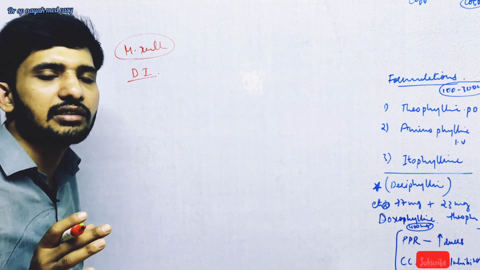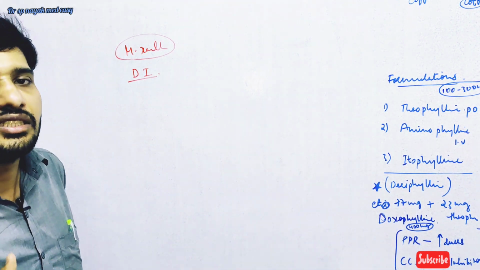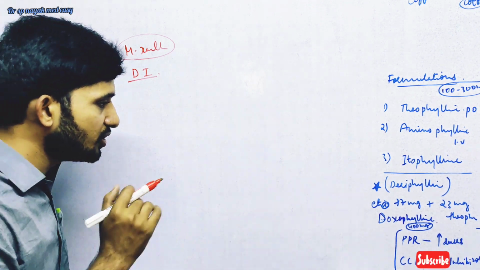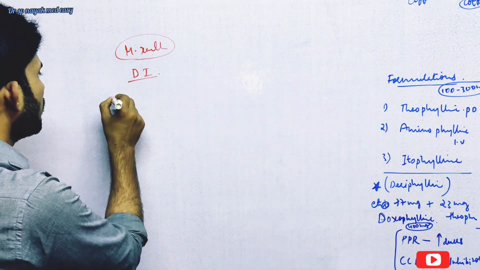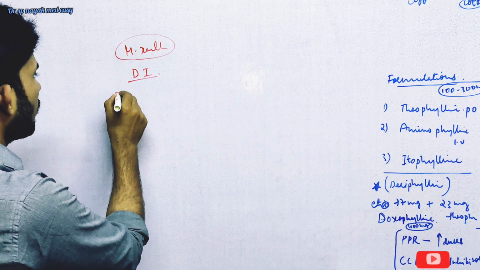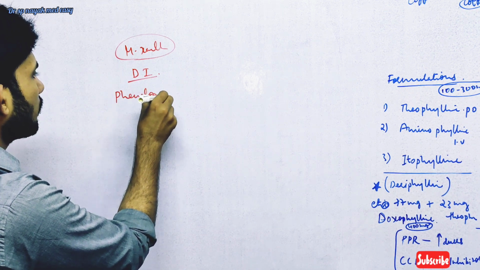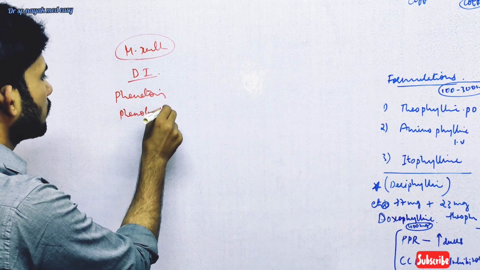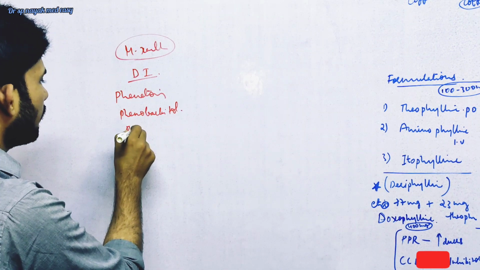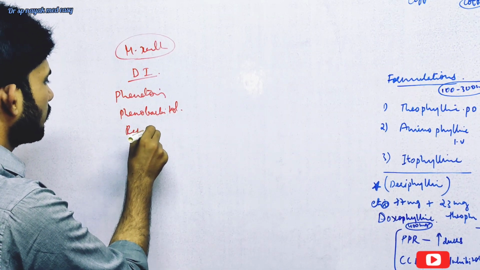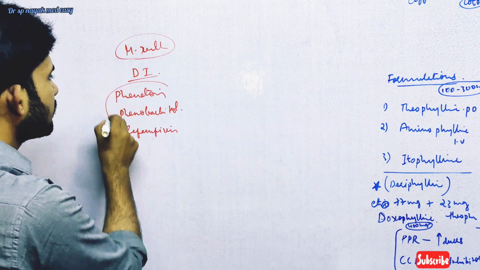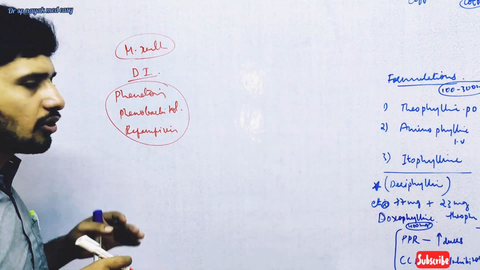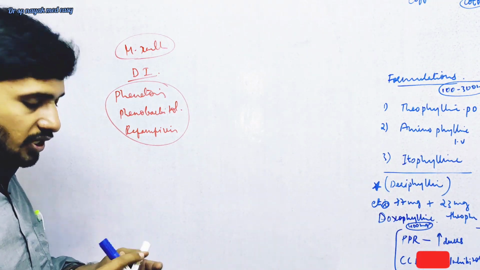Listen, we have some drugs which increase the enzyme activity in the liver. So they are called enzyme inducers, and among enzyme inducers, just remember phenytoin, phenobarbital, and rifampicin. So these are commonly used drugs actually. So phenytoin, phenobarbital, and rifampicin are enzyme inducers.